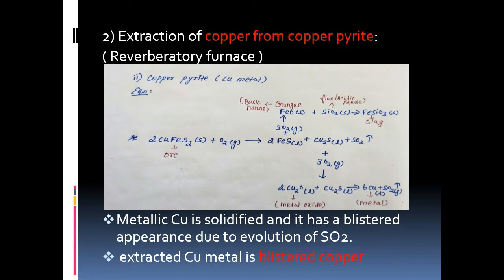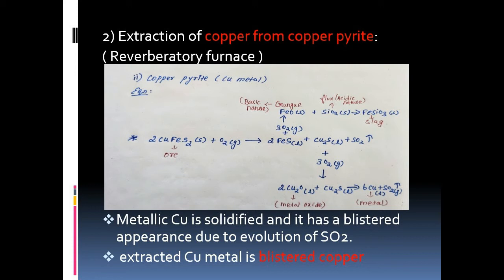But the iron oxide is basic in nature as a gangue. Now, if the gangue is basic in nature, what type of flux do we have to take? An acidic flux. So silica SiO2 we are taking as a flux of acidic nature. Acidic nature means we add some more acid, so it becomes acidic. So it reacts together and is removed as ferrous silicate. Ferrous silicate is a slag.